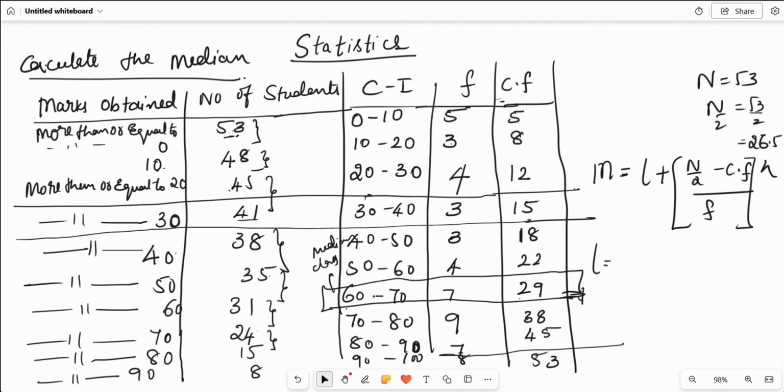Okay. Netra, tell me what is the L value here? N by 2? 5. Okay. CF value? Good. Earlier than this. So CF is this. F value, that is 7. H? Good. So substitute the values. Understood how to take the median class?